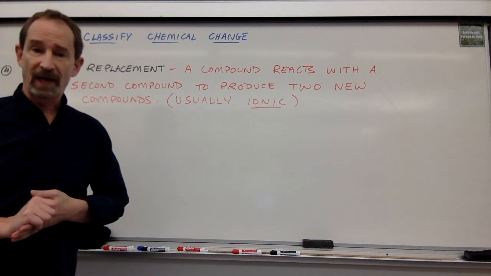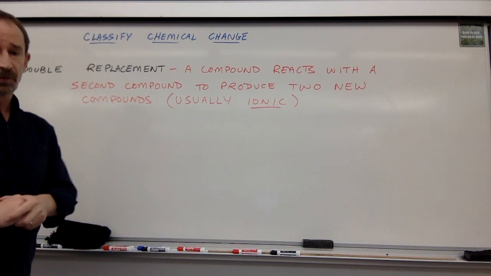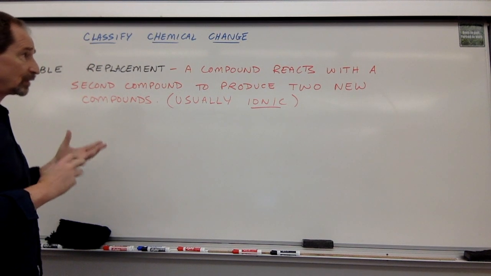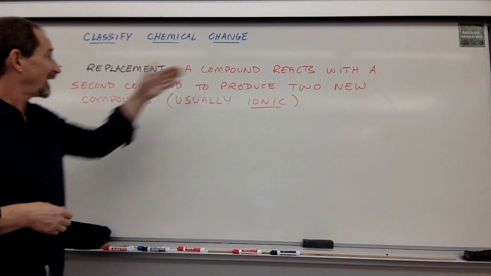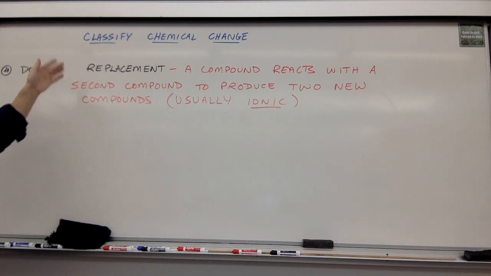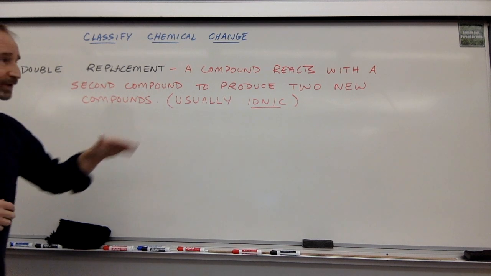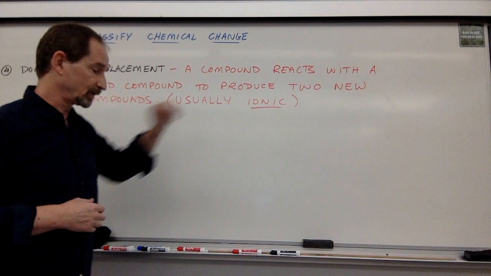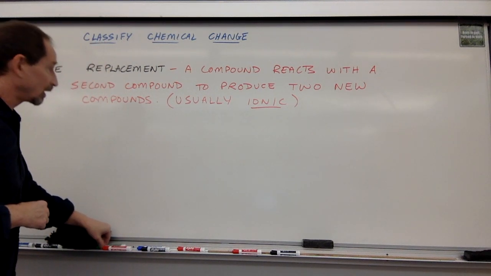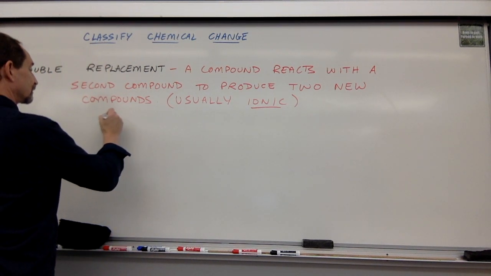My fourth kind of reaction is going to be the double replacement. We just did the single replacement, now a double replacement. In this case, a compound reacts with a second compound, and it produces 2 new compounds. This is almost always talking about ionic compounds reacting with other ionic compounds. The generic form would look like this.